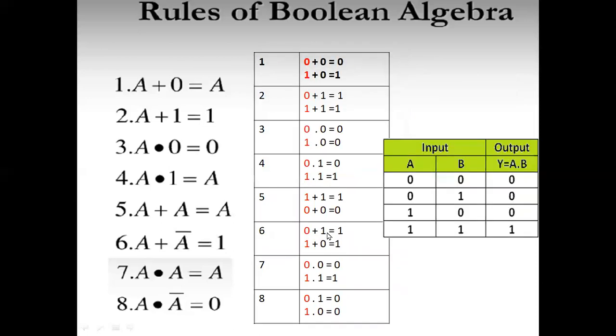Next, A dot A is equal to A. 0 dot 0 is equal to 0. 1 dot 1 is equal to 1. The answer is A always. Next, A dot its complement. 0 dot 1 and 1 dot 0. The answer is always 0. That is how you can prove the Boolean laws.